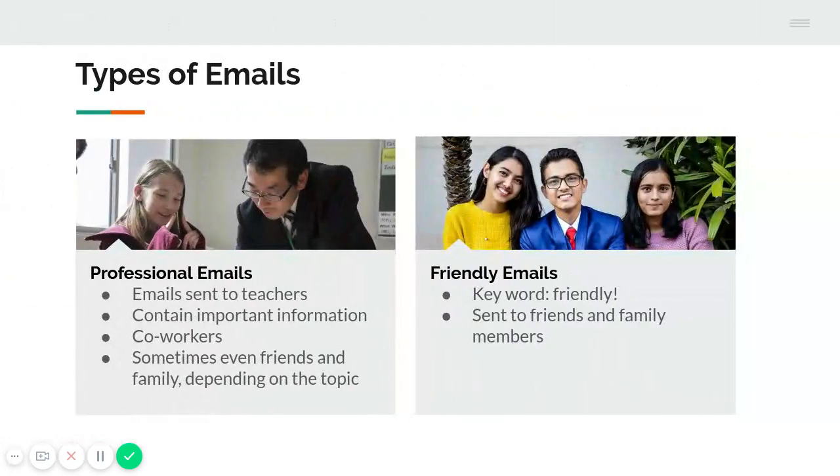Two types of emails. Professional emails and friendly emails. The professional emails that you're writing right now are those that you're going to send to your teachers. They need to be professional. They contain important information. I also send a lot of professional emails to my coworkers. Sometimes you write a professional email to even friends and family depending on the topic. Sometimes if it's a more serious topic or everybody really needs to be on the same page, you're going to write a more professional email. Then there's friendly emails. That keyword, friendly, duh. So you're going to send it to friends and family members. Let's look at some of the differences.